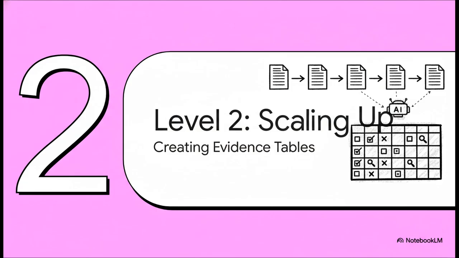Level 2 is where things start getting really interesting. We're still technically looking at one document at a time, but we're doing it over and over again, in sequence, for a whole list of search results. The goal here isn't just a paragraph summary, it's to build a whole table of evidence. Think of it like an AI creating a research spreadsheet for you on the fly.